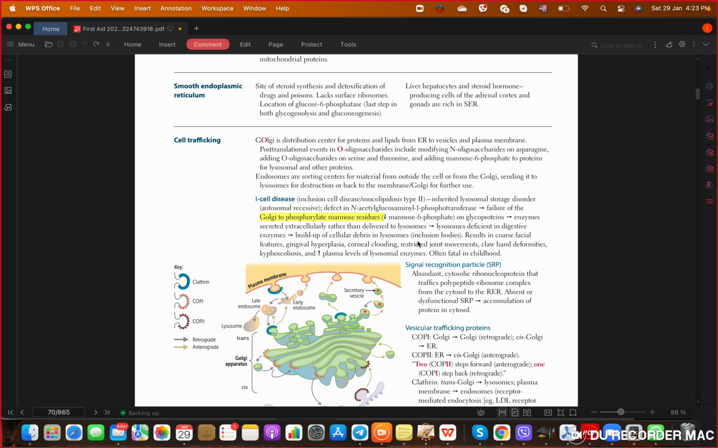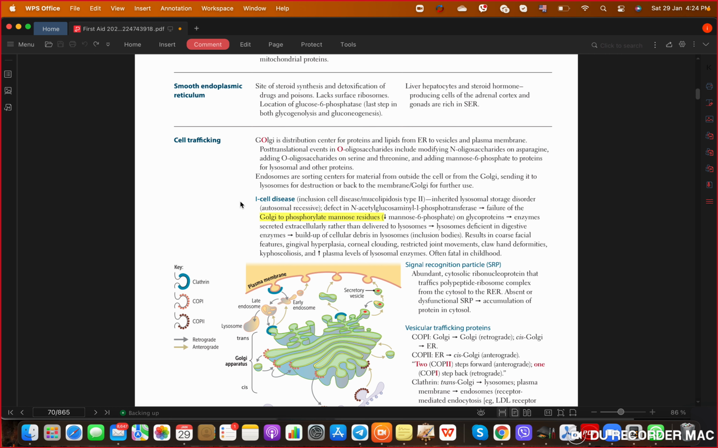So they write here about the disease, which is the high yield disease for this topic. If you knew nothing from this page, you must know this disease. You will be asked on it. It's I-cell disease, also known as inclusion cell disease or mucolipidosis type 2. It's a lysosomal storage disorder, an autosomal recessive disease, and the defect is in an enzyme. I never was able to memorize its name. I recognize it by shape, but they don't ask about the enzyme, they ask about something else. You need to be able to recognize it, not memorize it.